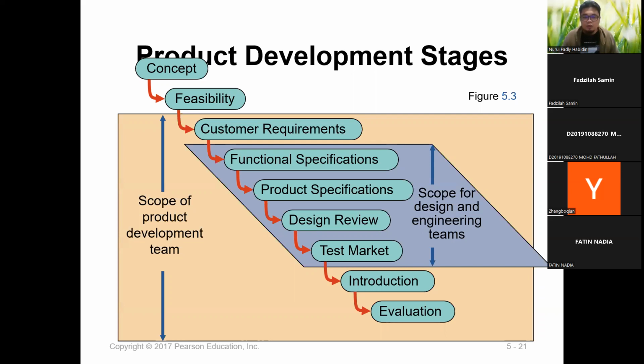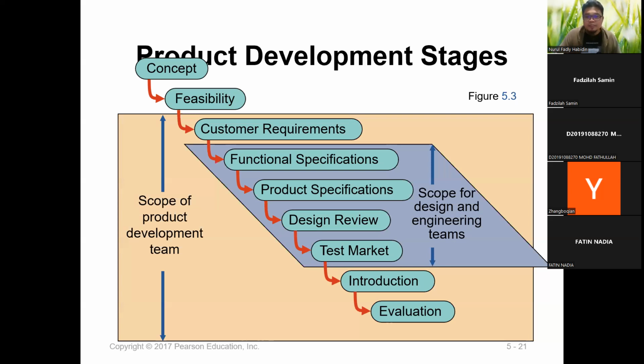Okay, next we go to the design review and test market. So we enter to start on the pilot. So we go to introduce and intro the market. Then suddenly we make evaluation. So this is one process actually, introduction and evaluation in one process. You need to introduce and make a fast action to evaluate. So this is what we call the scope of the product development team.